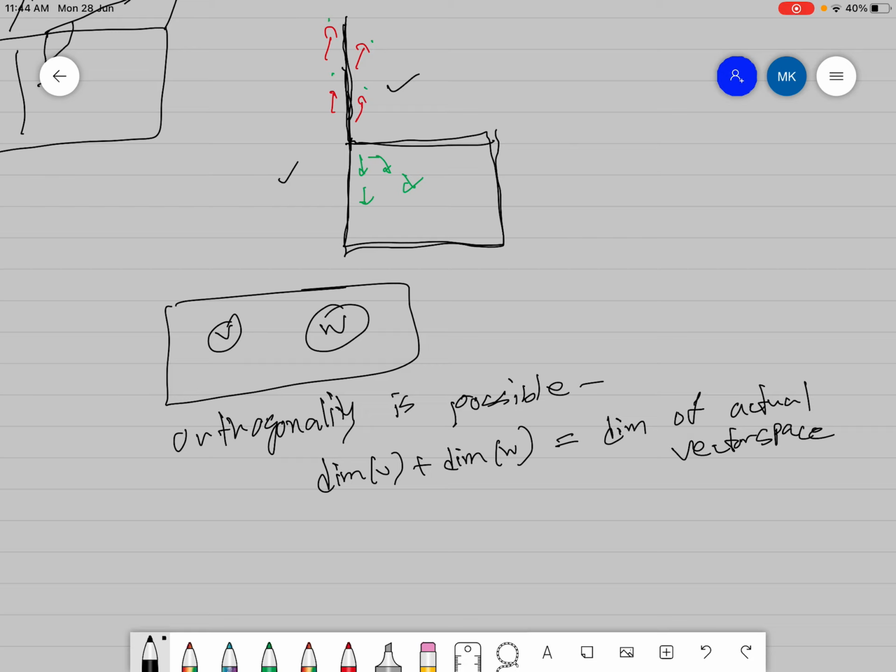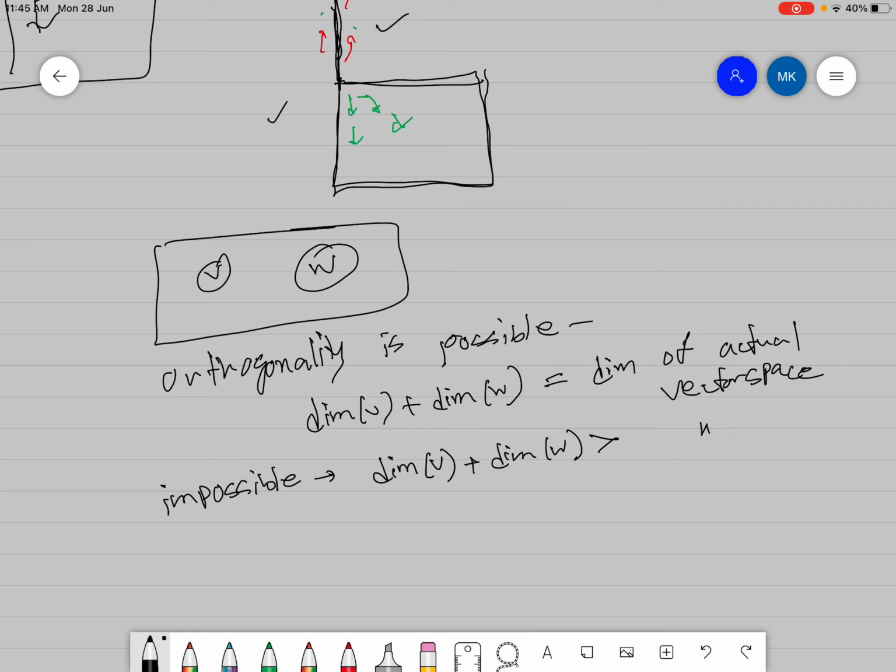So it is impossible when the dimension of V plus the dimension of W is greater than the dimension of the actual vector space. Okay, we'll see an example of it in the last part of our class.